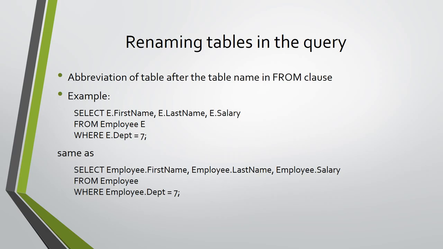Sometimes, it is easier to use abbreviations for the table names in a query, in order to shorten them and make the query more clear. In this case, we may use an abbreviation of a table by putting it after the table name in the from clause, and using the abbreviation instead of the table name elsewhere in the query. For example, the statement select e.firstname, e.lastname, e.salary from employee e where e.department equals 7, is the same as the statement select employee.firstname, employee.lastname, employee.salary from employee where employee.department equals 7.